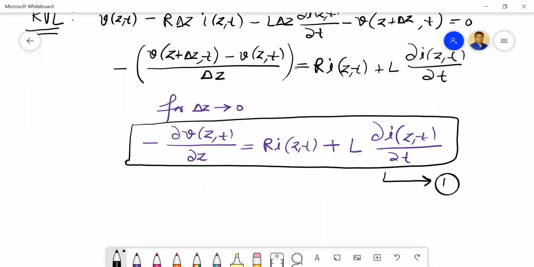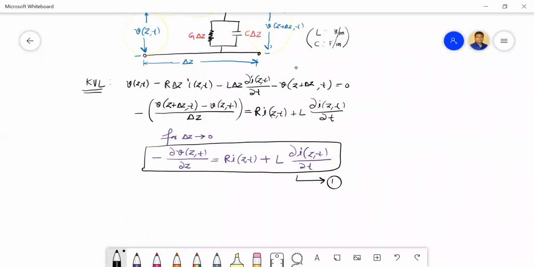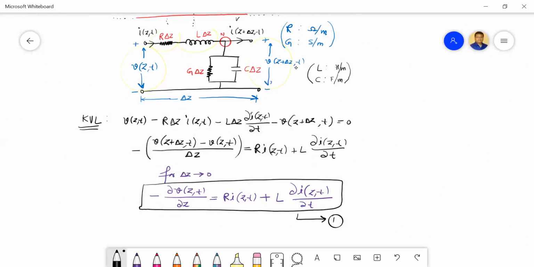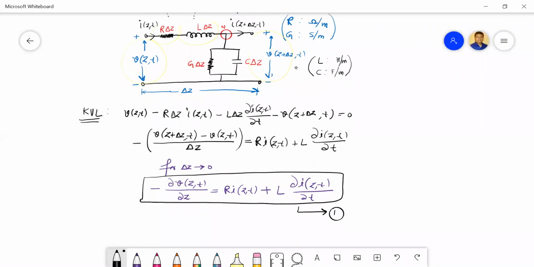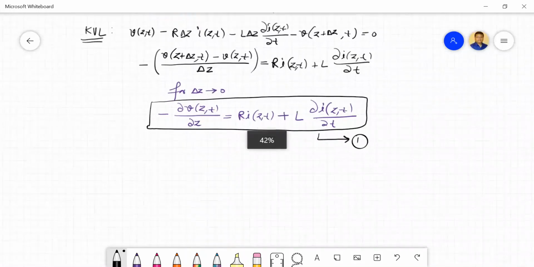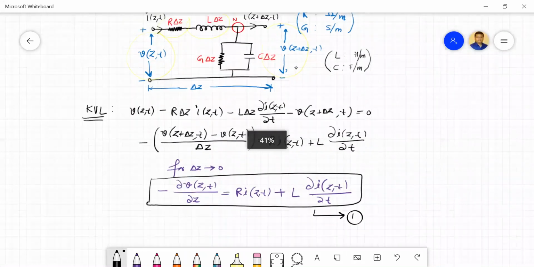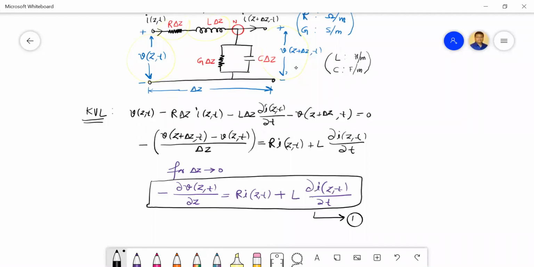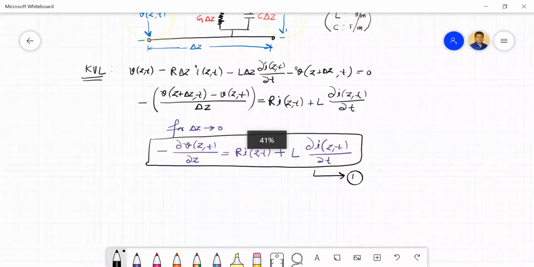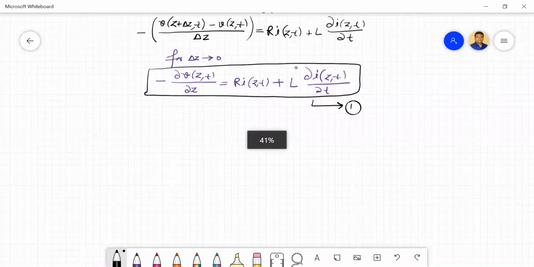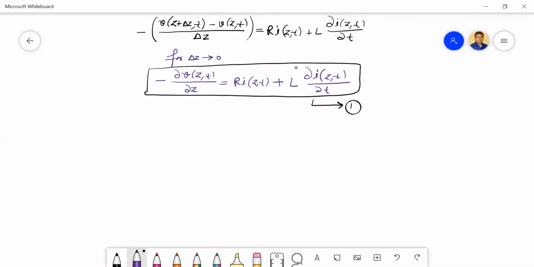Fine. Now what do we do next? What we have seen so far is a circuit, and this is the equation when we apply the KVL. In the same way, you can apply the KCL at node N. You can see this node N. So we can apply the KCL here, and taking delta z tending to 0, you can write another equation in the same way.